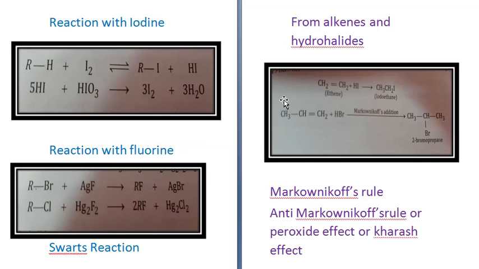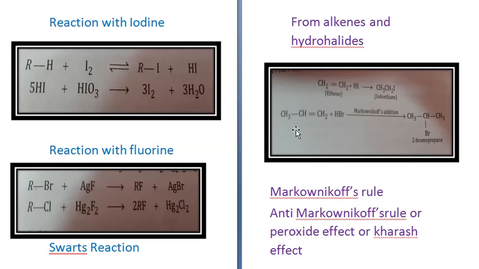Next method of preparation of haloalkanes is from alkenes and hydrohalides. You know, alkenes have a double bond. So when hydrohalides like hydrogen iodide or hydrogen chloride or hydrogen bromide are added to alkenes, they give haloalkanes. Now see over here, ethene, CH2=CH2, when it is reacted with HI, hydrogen goes to one carbon and iodine to another carbon, and the double bond gets converted into a single bond. So you get CH3CH2I, that is iodoethane.